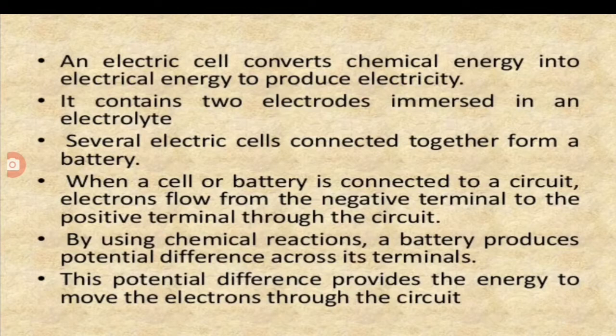When a cell is connected to a circuit, in the external circuit the current flows from positive to negative, but within the cell, current flows from negative to positive. I repeat, when current is drawn from the cell, in the external circuit the current flows from positive to negative, and inside the cell the current flows through the electrolyte from the negative terminal to the positive terminal.